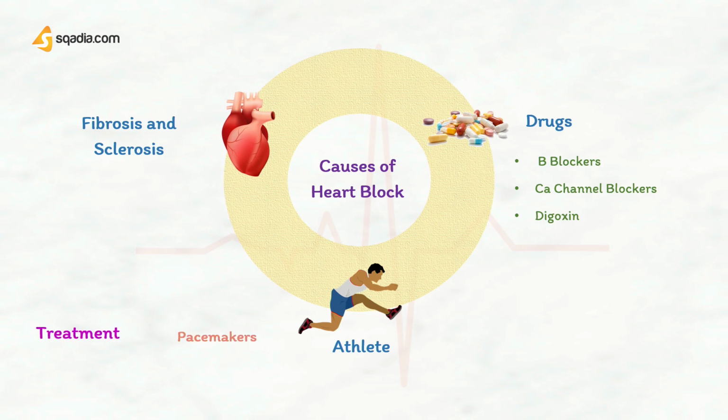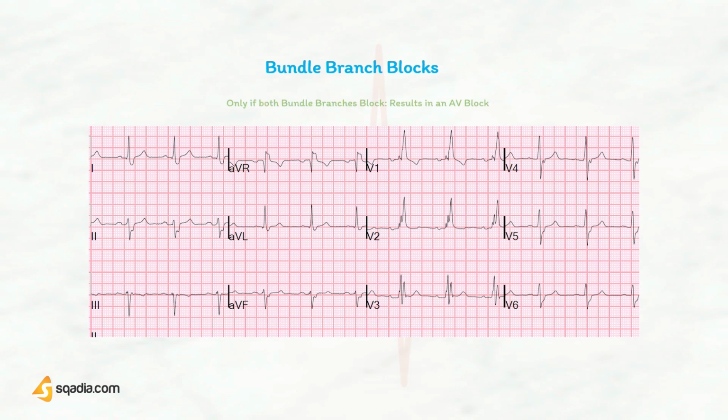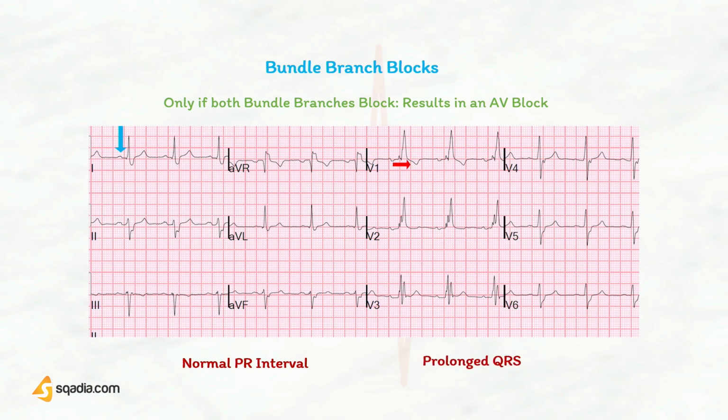Now moving on to bundle branch blocks. Only if both bundle branches are blocked does this result in an AV block. But if only one is blocked, this does not cause an AV block. This usually presents with a normal PR interval and causes the QRS to be prolonged.